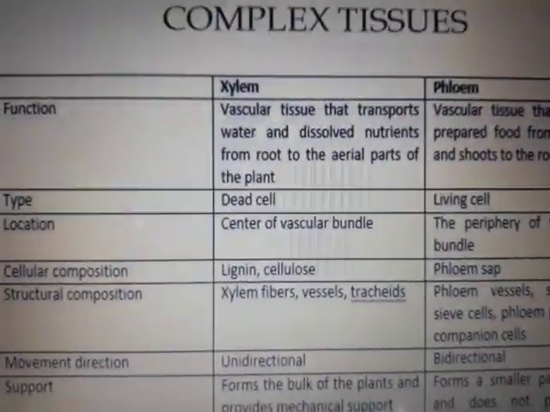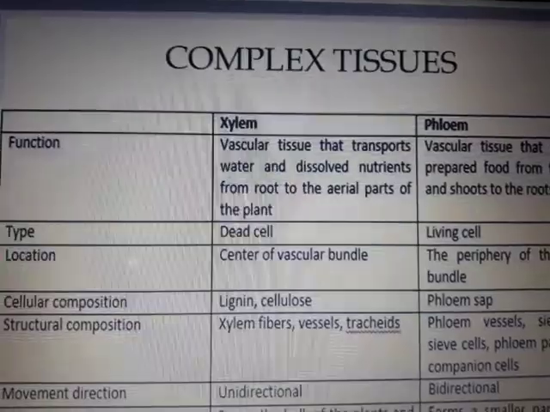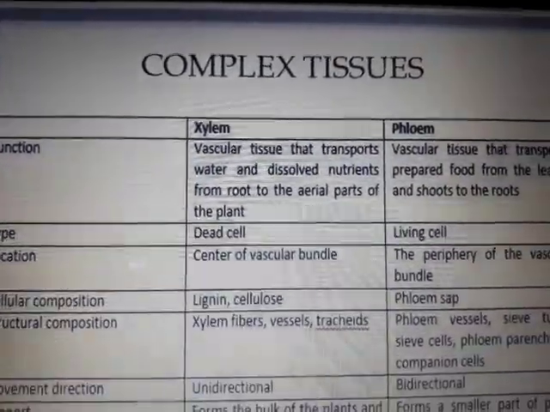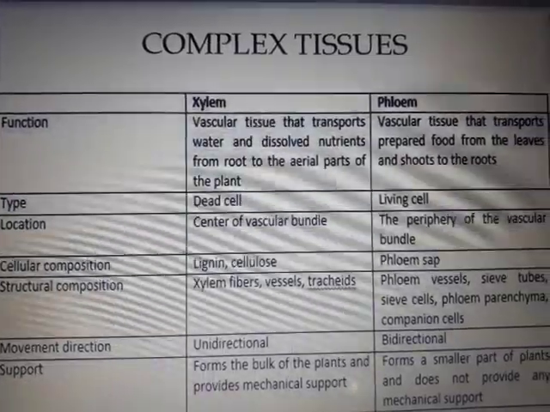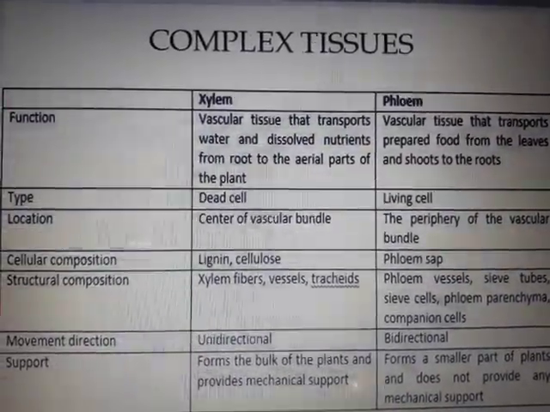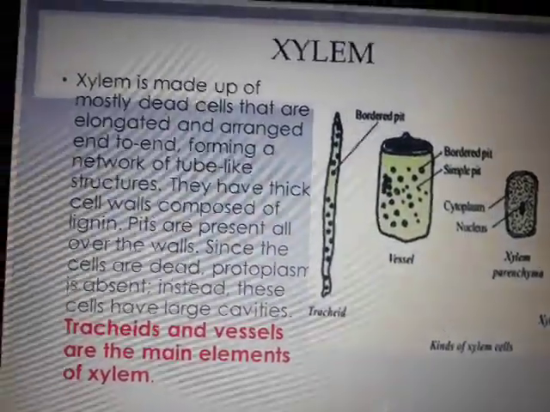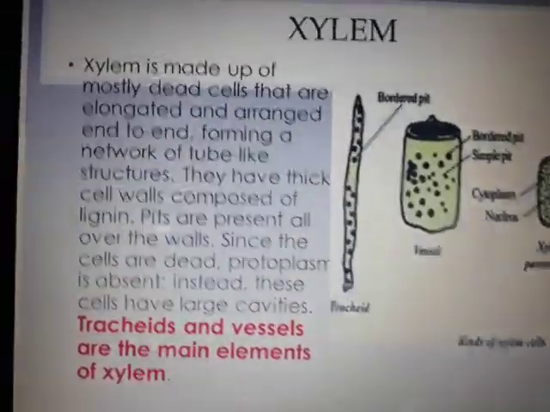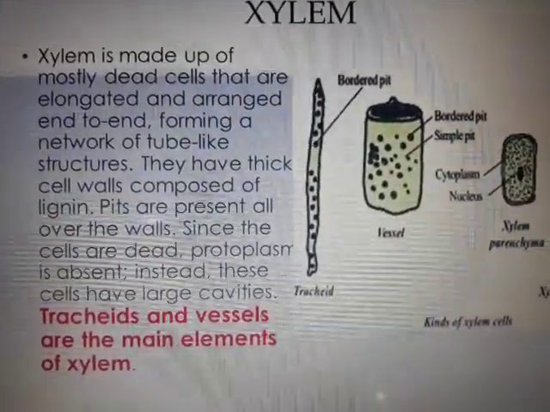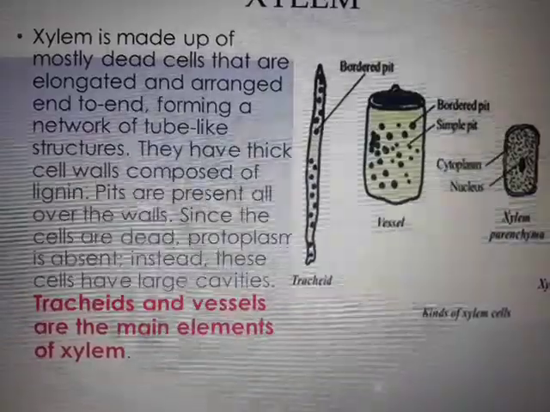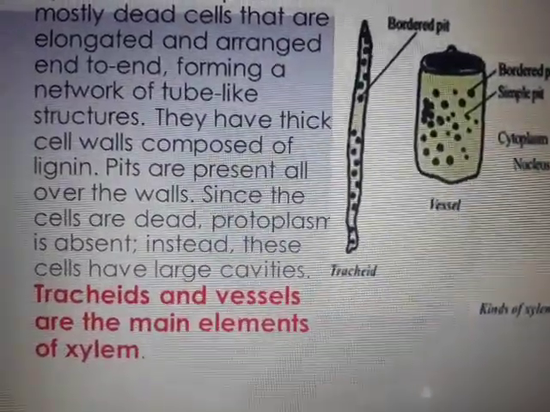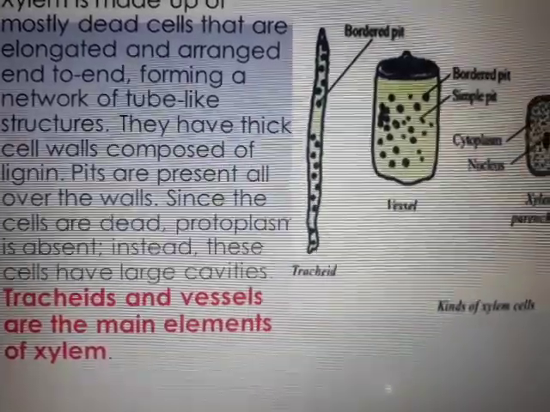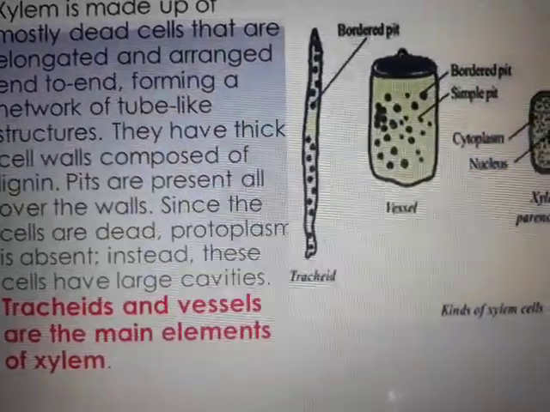So this is now complex tissues. Complex tissues, we saw that it is made up of xylem and phloem. This is an overview, based on parameters, of how they are different from each other. But to study individually, let us see what xylem is. It is made up of mainly dead cells. They are elongated and arranged end to end, forming a network of tube-like structures. They have thick cell walls composed of lignin. Pits are present all over the walls.